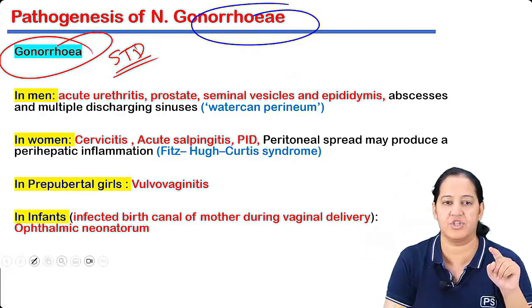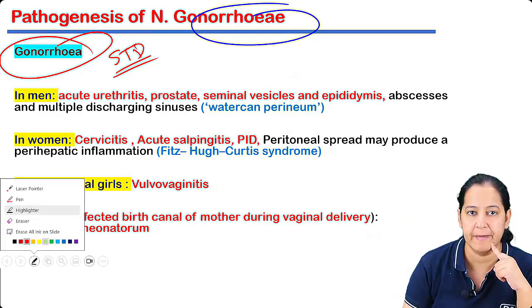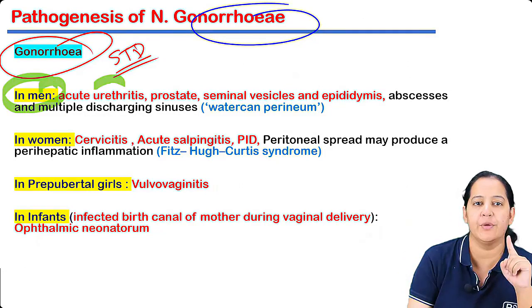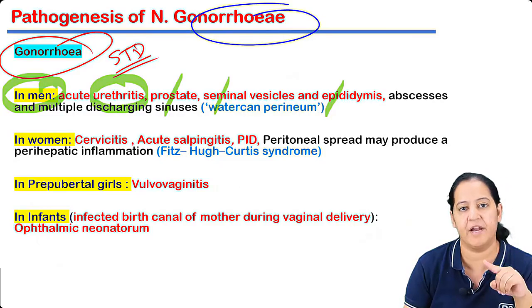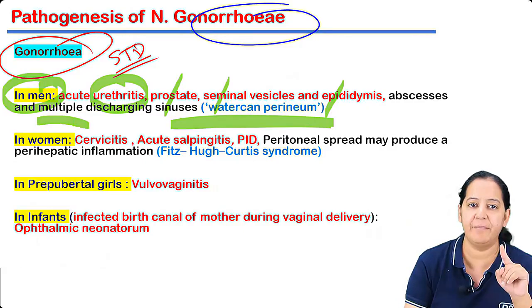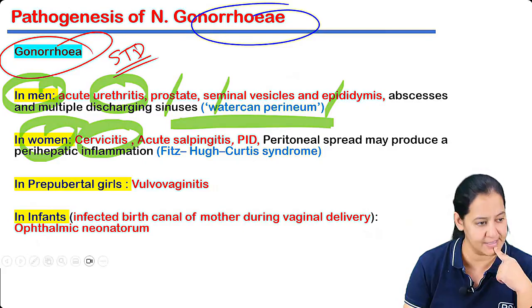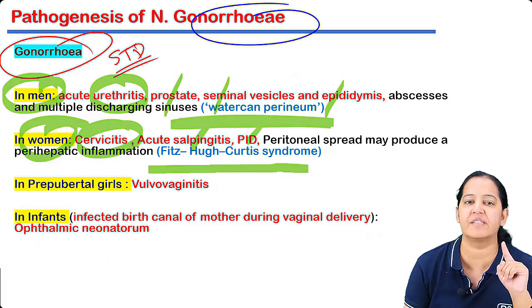See the presentation now. Everyone is here with me. So in males, learn urethritis. Start with urethritis, followed by prostate, seminal vesicle, epididymis, and finally Water-can perineum. Learn the first, learn the last. In females, the first is cervicitis. It starts with cervicitis. Then fallopian tubes are involved, PID, and finally Fitz-Hugh-Curtis syndrome.